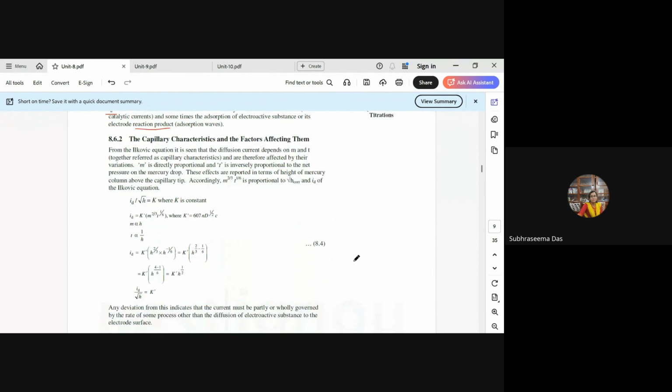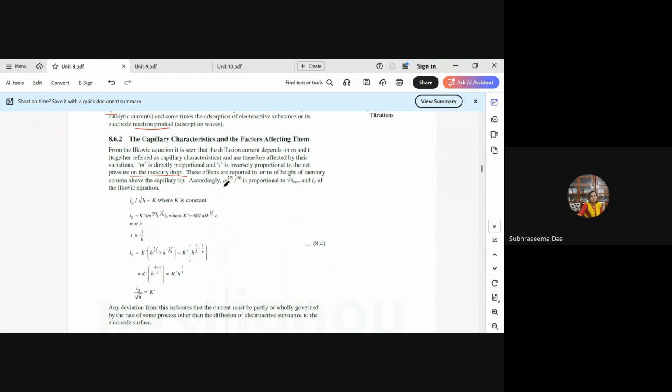product. Then the second factor is the capillary characteristics and the factors affecting them. From the Ilkovic equation, it is seen that the diffusion current depends on m and t, which together are called the capillary characteristics, and therefore they are affected by the variations. The m is directly proportional and t is inversely proportional to the net pressure on the mercury drop. So these effects are reported in terms of height of mercury column above the capillary tip.